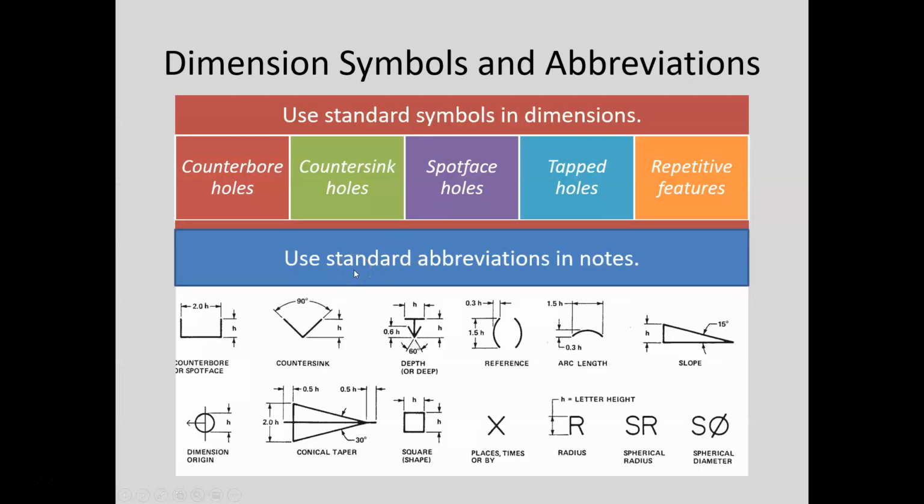Okay. Symbology. We want to use standard symbols. Okay. This is a short display of common standard symbols. We have the counterbore or spot face symbol, the countersink symbol. You don't really need to worry about this because AutoCAD and Fusion do these automatically. So this is only if you were drawing it by hand. Okay. We want to use standard symbols for counterbore holes, countersink holes, spot face holes, tapped holes, repetitive features.